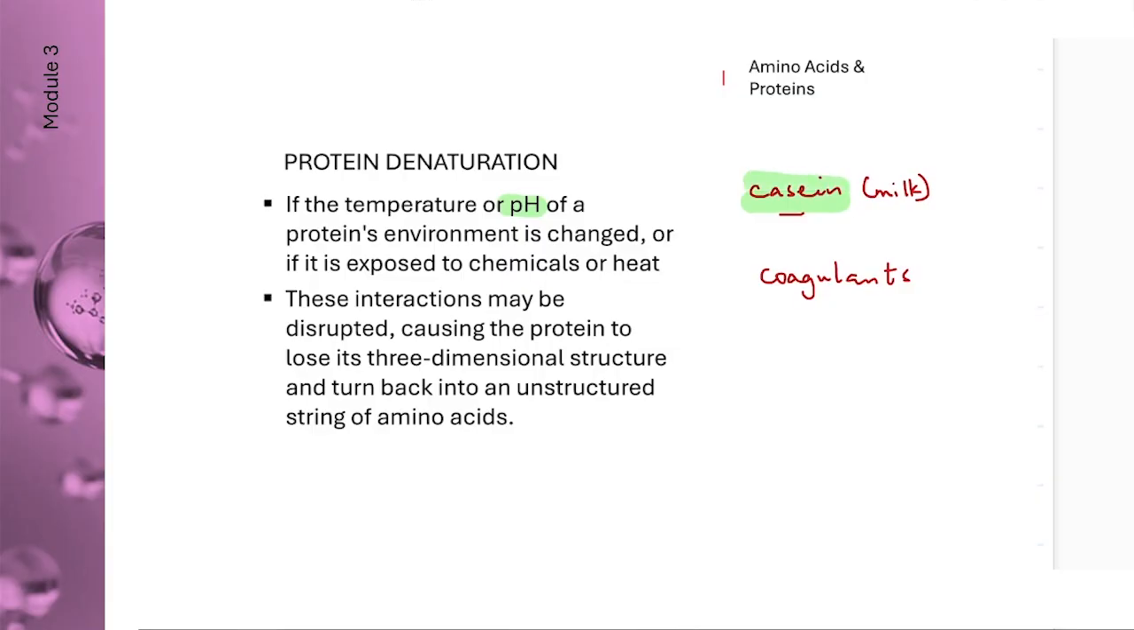You've seen it before, and it's used a lot in the preparation of cheese. That's how cheese is actually produced. So when I say protein denaturing, it's not necessarily a bad thing. If it's in food, it's not necessarily a bad thing. But if it happens in a biological being, in our bodies, that's when it can be a bad thing.